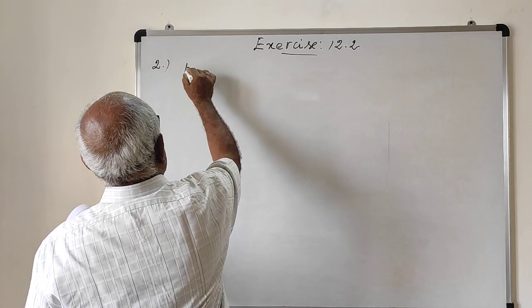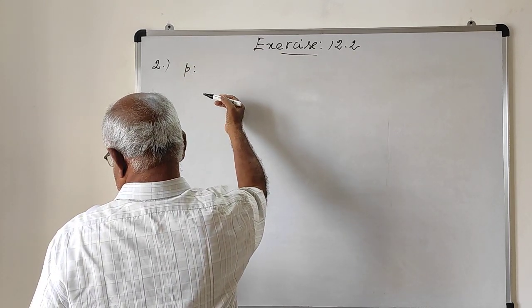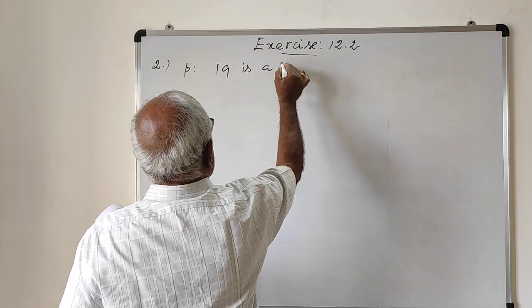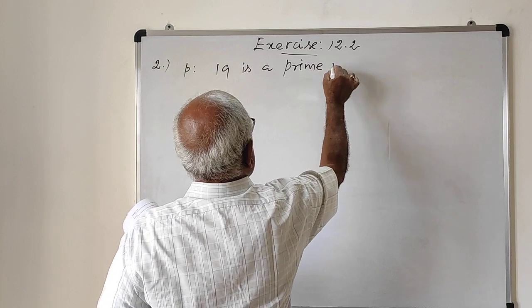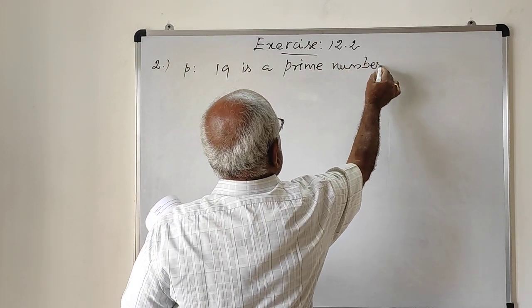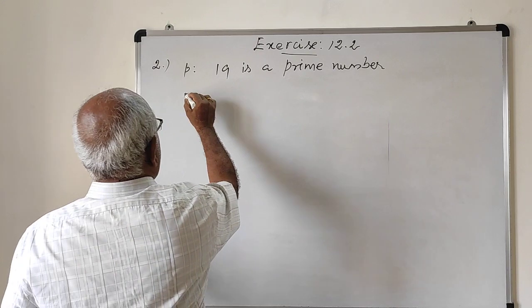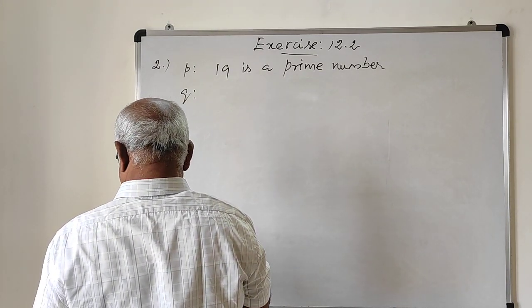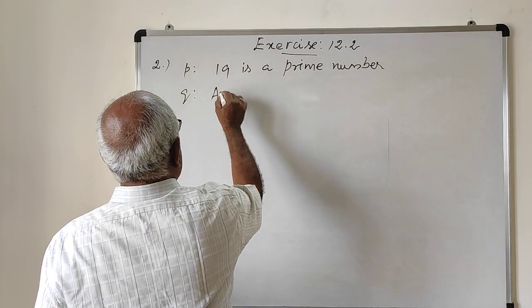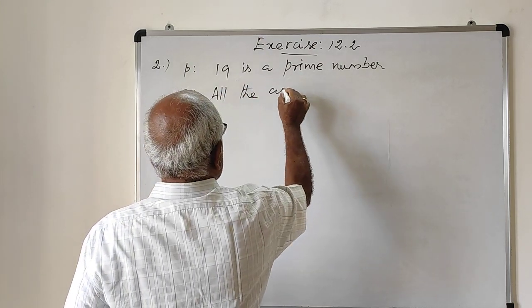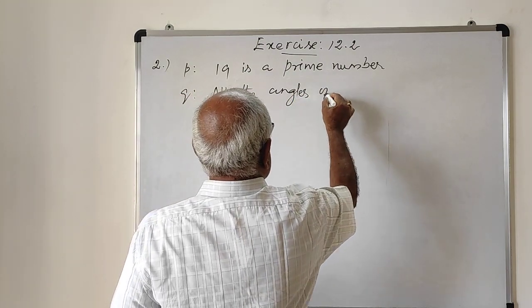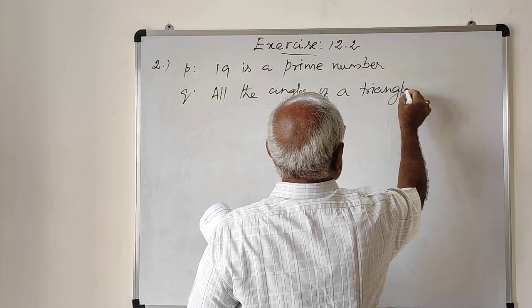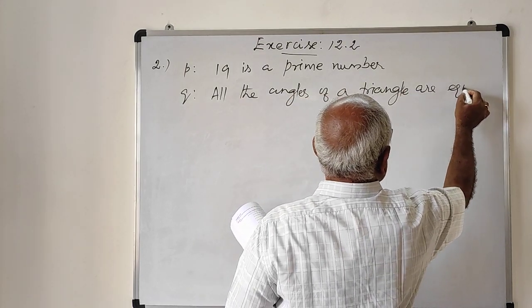There are two statements in the problem. One, P, is 19 is a prime number. This is the first statement, P. Q is all the angles of a triangle are equal. These are the two statements given in the problem.